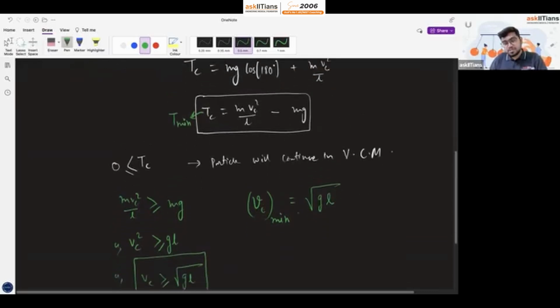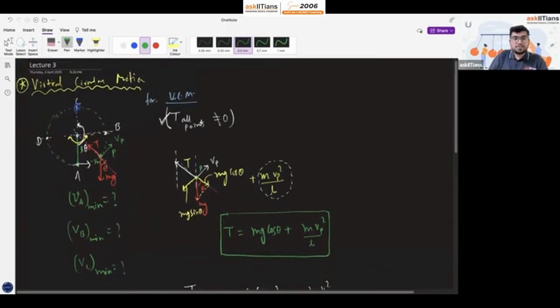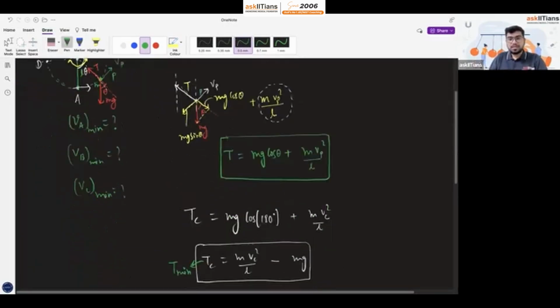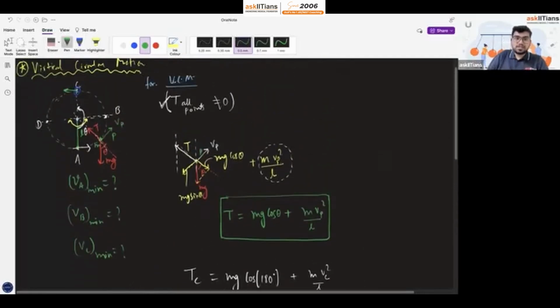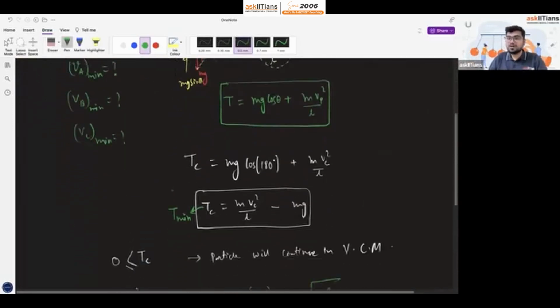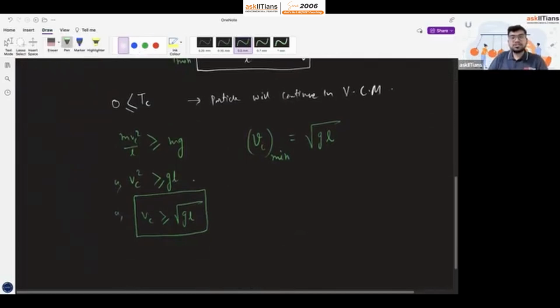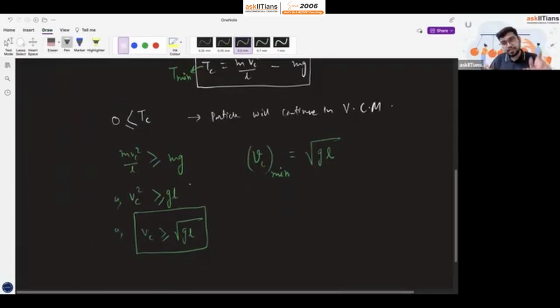But for this specific value of speed at this location, it can just barely cross the circle and it will perform the circular motion. Okay. But if the speed is less than this at this location C, then it can definitely fall down. So to make sure it is not falling and it is continuing the circle, I'll have to make sure that the speed at that topmost point should be at least equal to under root gL.